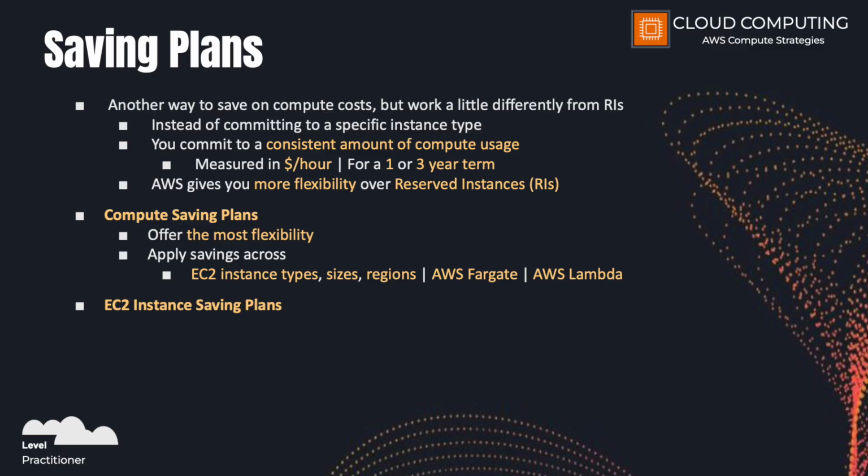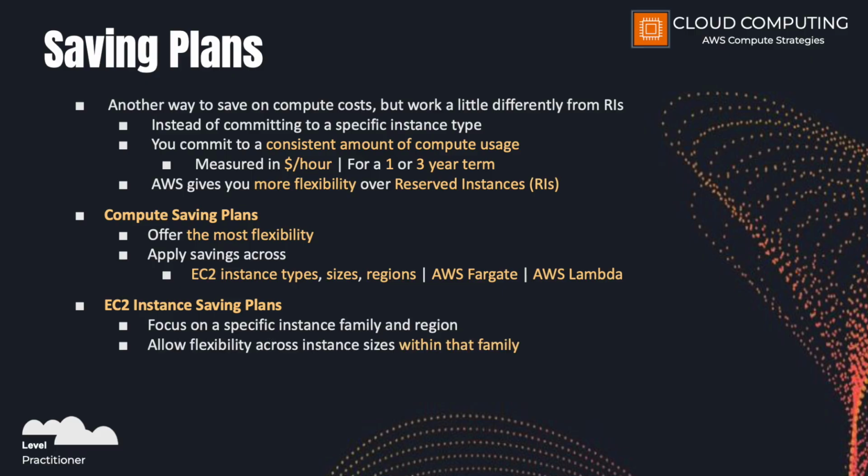The second type is EC2 instance saving plans. EC2 instance saving plans are a bit more specific. You commit to an instance family in a particular region, but you still get flexibility across different instance sizes within that family. These usually give slightly higher discounts than compute saving plans, but with less flexibility.